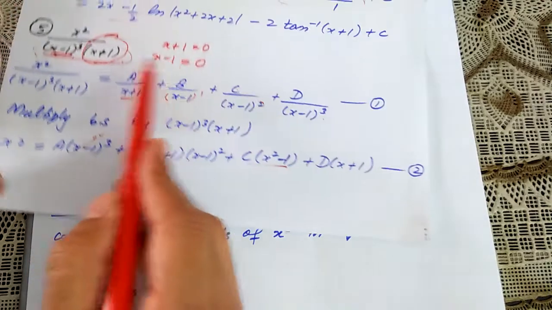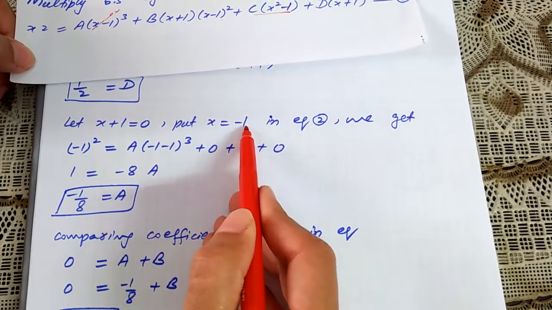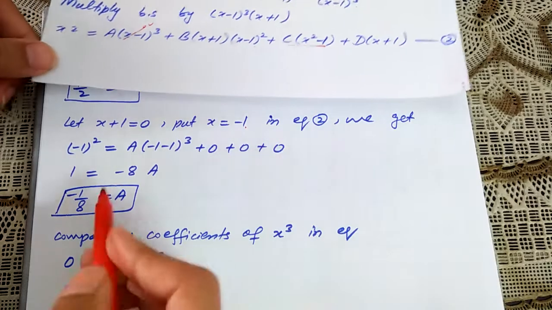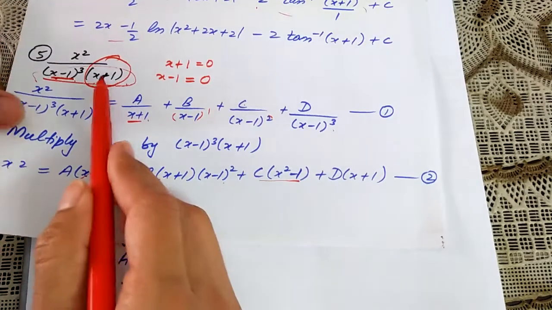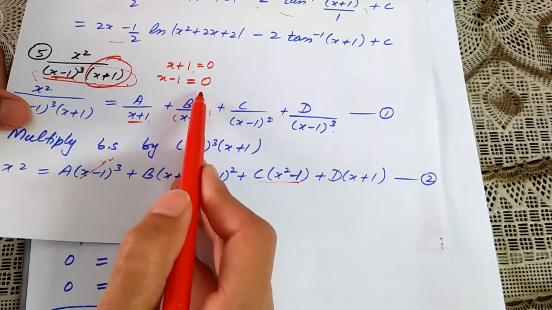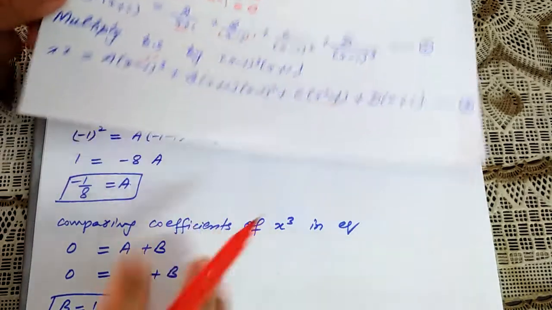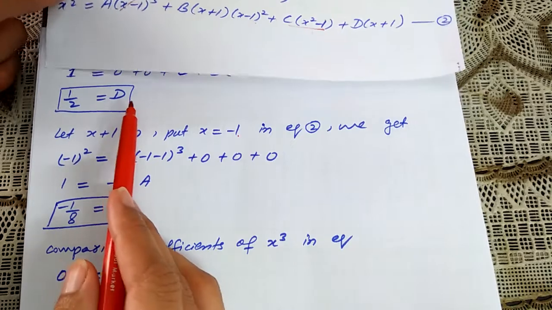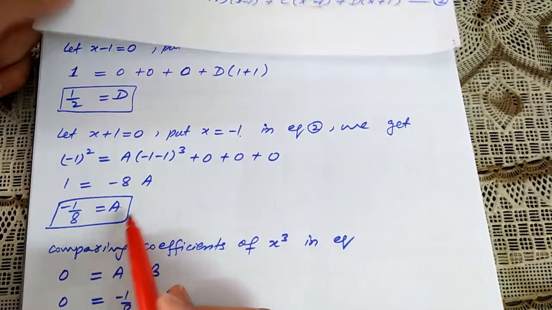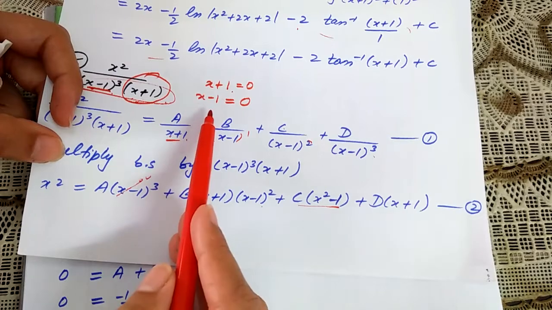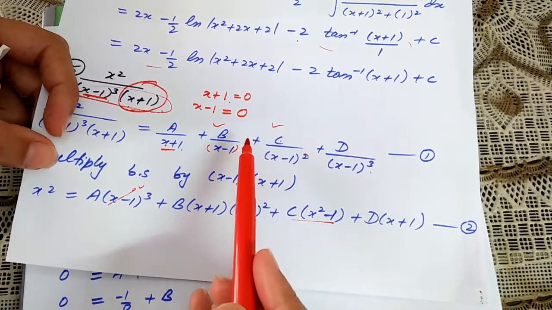Now let x plus 1 equal to 0 and put x equal to minus 1 in equation number 2. I will get the value of a. Now we are left with none of the function to let it equal to 0. But our sum of the constants are still unknown. Like I am able to calculate only a and d out of these two. But I need the value of b and c as well. So what I will do now?